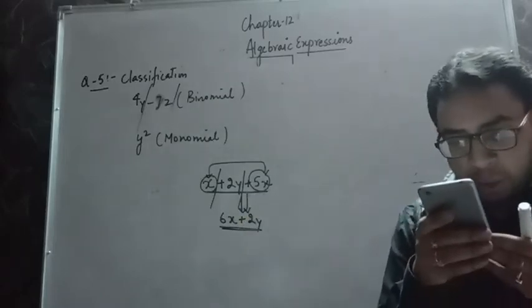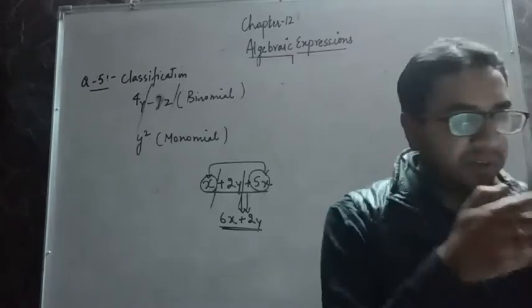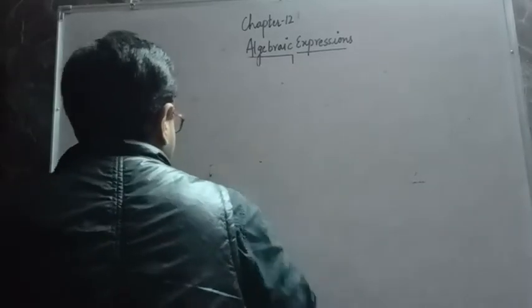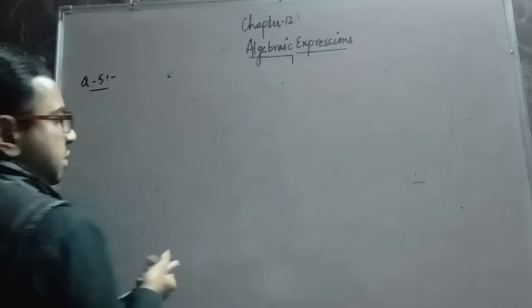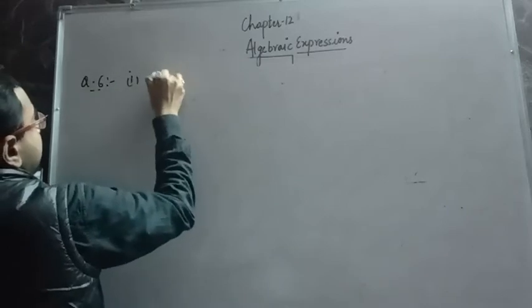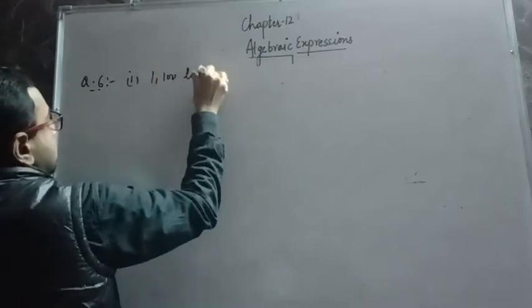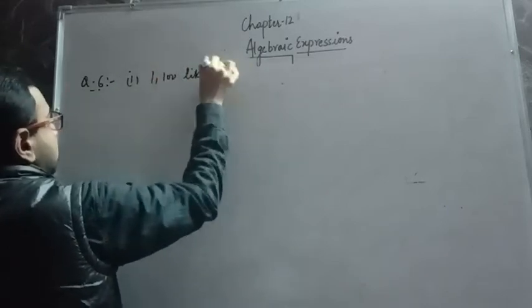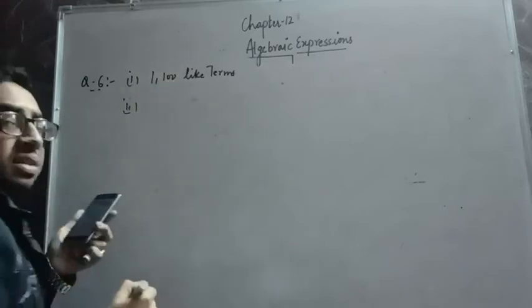Next, question number 6. State whether a given pair of terms is of like terms or unlike terms. Let's see. 1 and 100, yes, they would be, because constants are like terms, no degree is there, no power is there, no variable is there. So 1 and 100, yes, they are like terms. Do remember all constants are like terms.